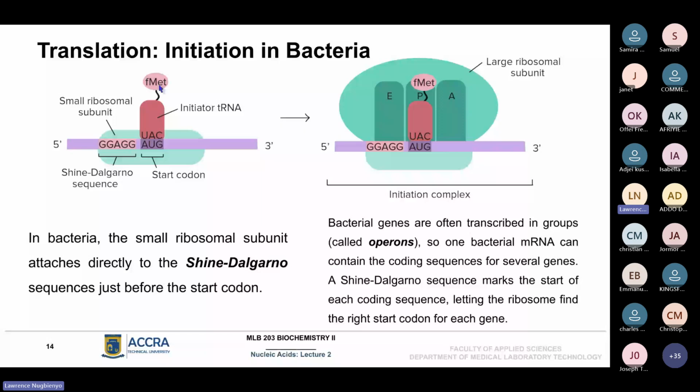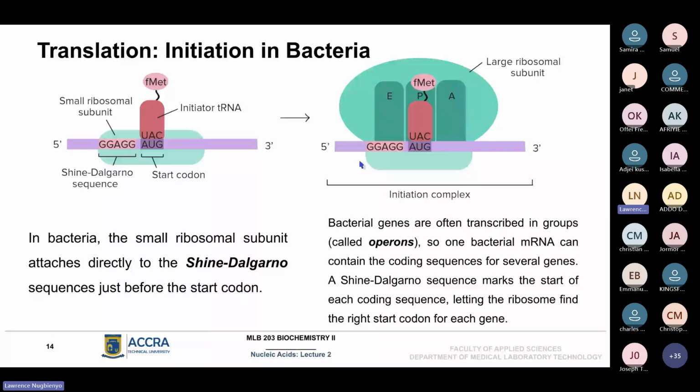So if you see formyl methionine, it means there is some form of infection. So such a formyl methionine test is run to diagnose infections. Now you see here this is the small ribosomal unit, and later the large ribosomal unit comes to form the initiation complex.